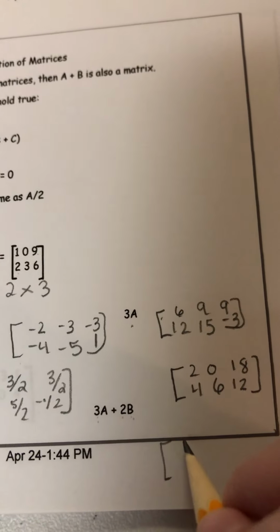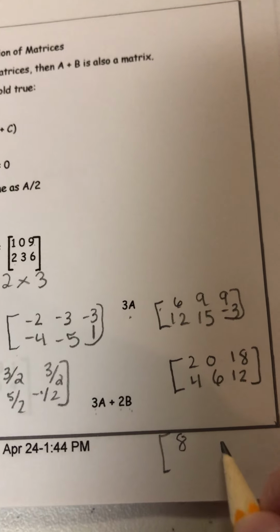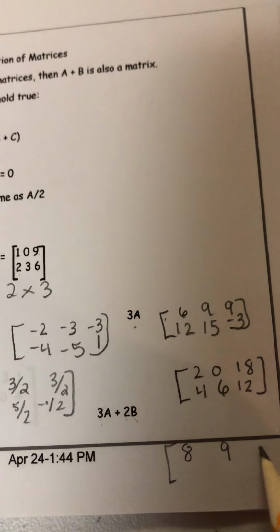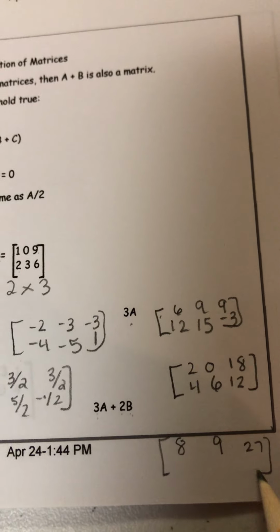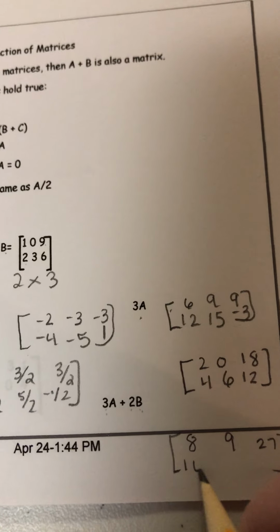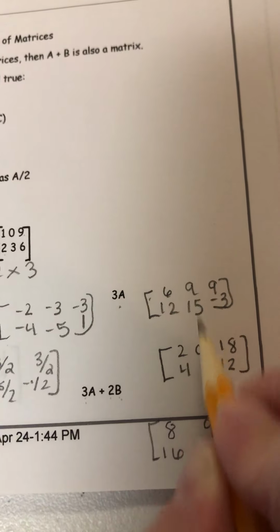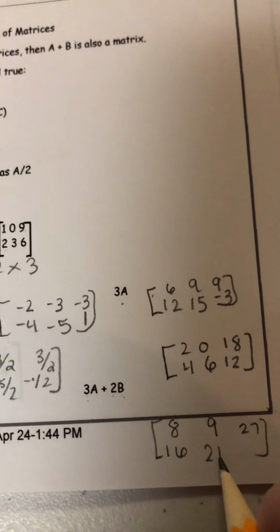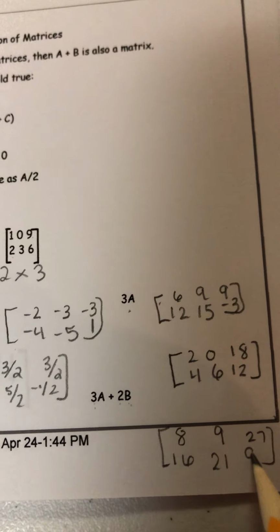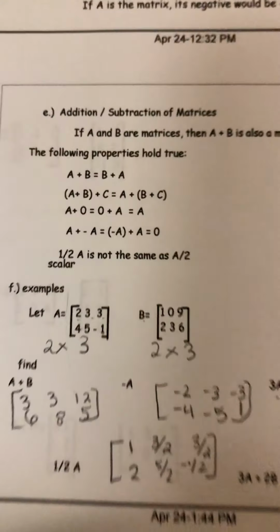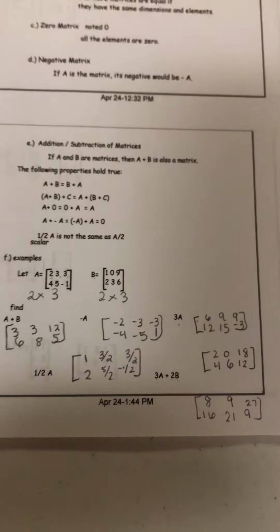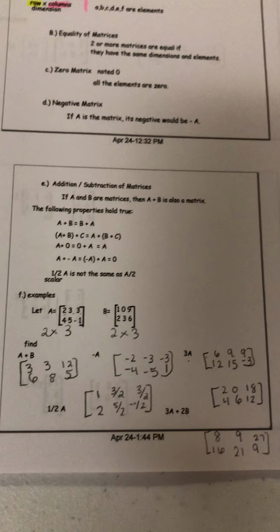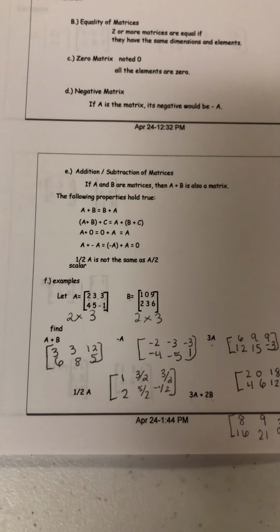So 6 plus 2 is 8, 9 plus 0 is 9, 9 plus 18 is 27, 12 plus 4 is 16, 15 plus 6 is 21, and -3 plus 12 is 9. Any questions? You might want to write them down or maybe pause the video.